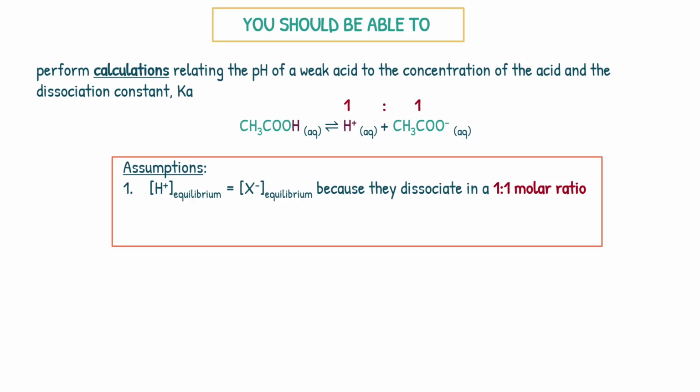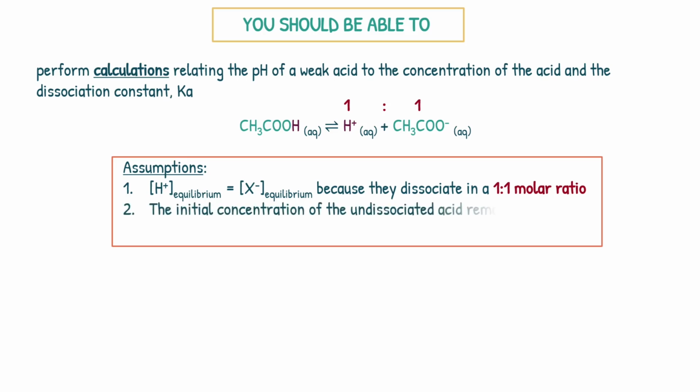Okay, they dissociate in a 1-to-1 ratio, so we can assume that they're going to be equal. And also, in these instances, remember the equilibrium is always so far to the left. Okay, so it's going to barely dissociate. So the small portion that does dissociate is going to be in a 1-to-1 molar ratio. So they're going to be equal. Okay, that's the first assumption.